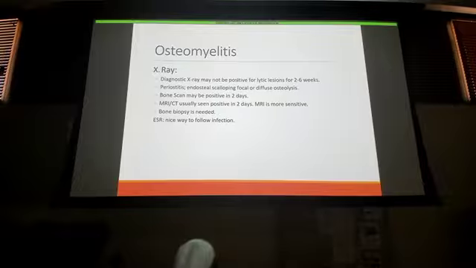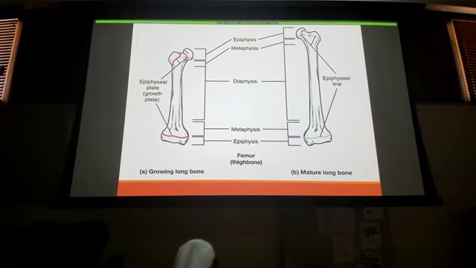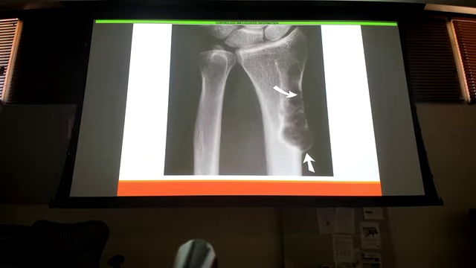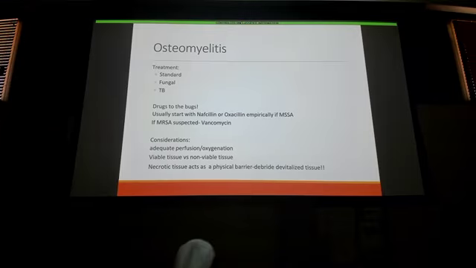X-rays are not necessarily diagnostic, but we can get an idea of how badly they're impacting the bone itself. Bone scans tend to be some of the most helpful. That's the third one down. MRI and CT can be helpful as well. This just gives you a reminder of the anatomy and shows that the metaphysis is a very common place to get it.